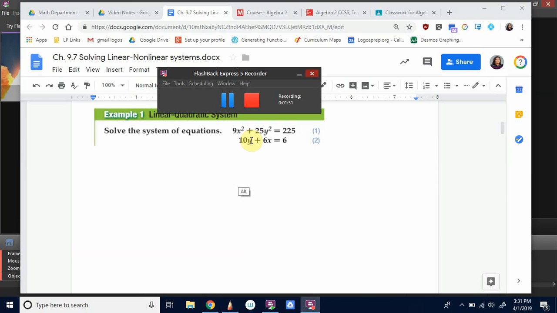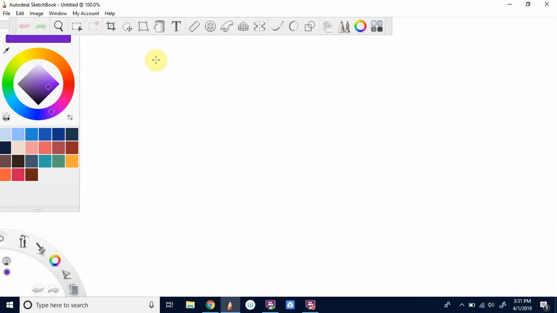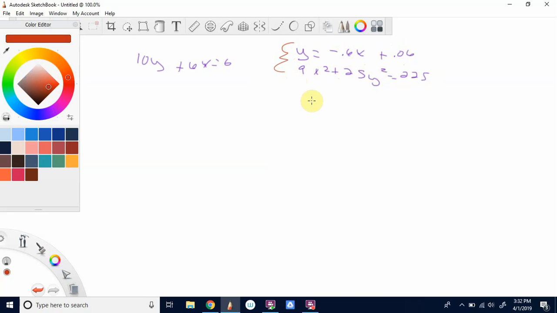So what I'm going to do is take my linear equation 10y plus 6x equals 6, and I'm going to solve for y. Well, I'm not going to show the work here, but if you do it algebraically, you should know how. It's y equals negative 0.6x plus 0.6. And our other equation was 9x squared plus 25y squared equals 225. So on the test, you would show your work and you would actually do this. And then rewrite it and put your little brace so you know that this is your new system.